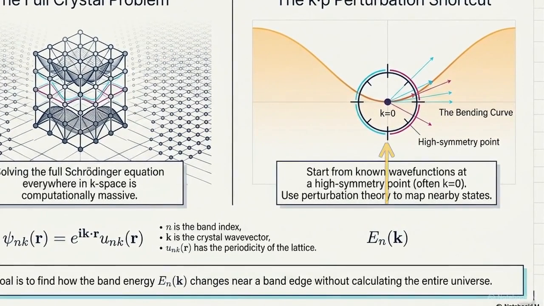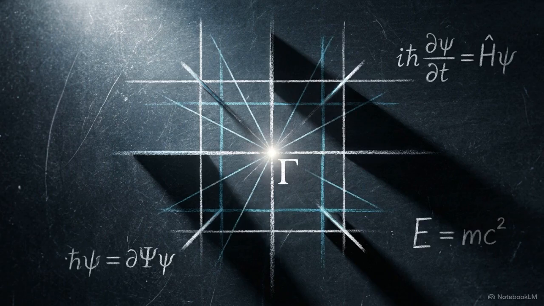This theory avoids infinite calculations by starting with known wave functions at a high-symmetry point, typically the gamma point where the wave vector k is 0, and using perturbation theory to map the states immediately nearby.